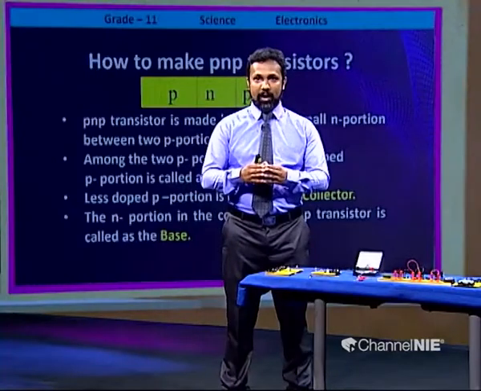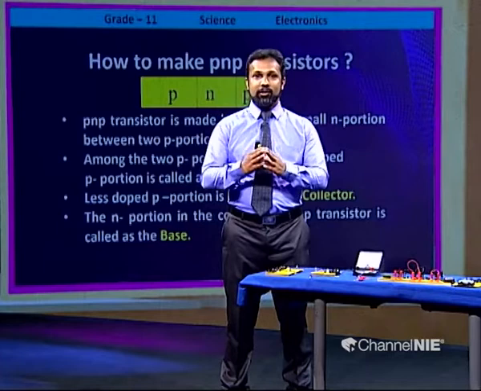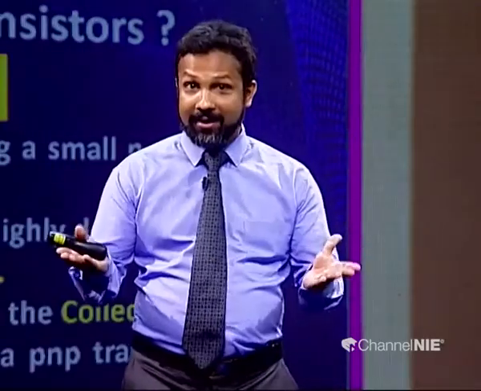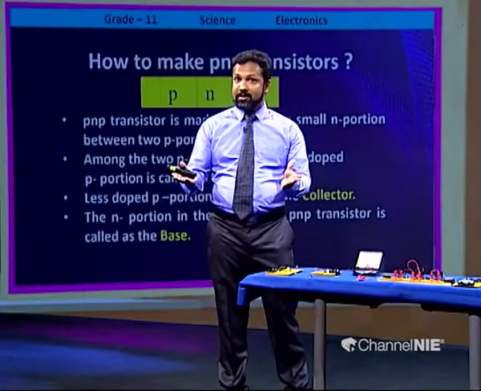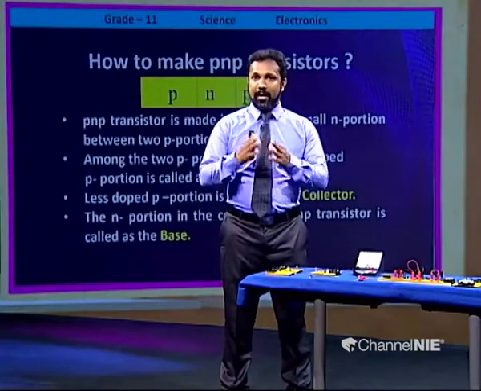That means you can understand, my dear children, a transistor consists of three basic parts. What are they? Emitter, collector and the base. In a PNP transistor, the n portion acts as the base.